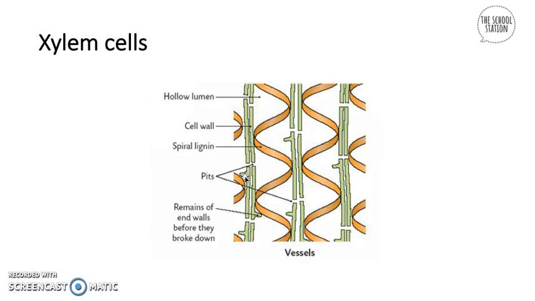The next cell that we're going to be talking about is xylem cells. So xylem cells, their job is to help transport the water and mineral ions across the body of the plant.